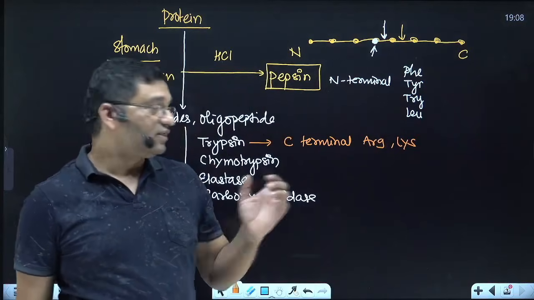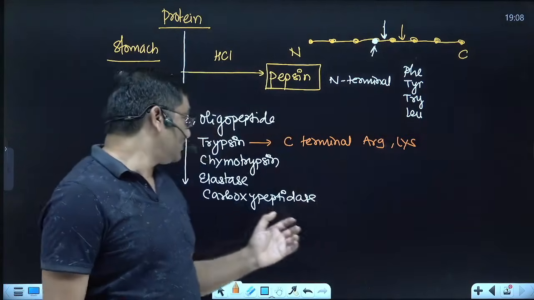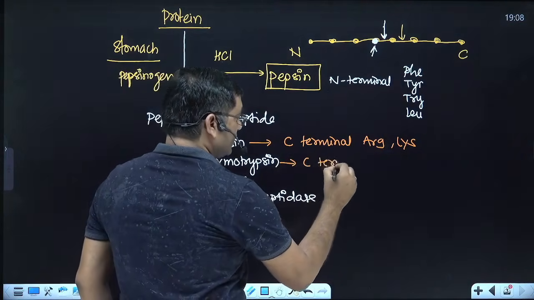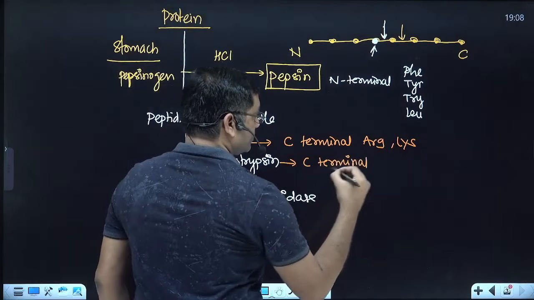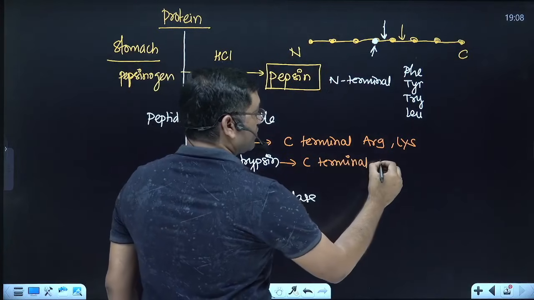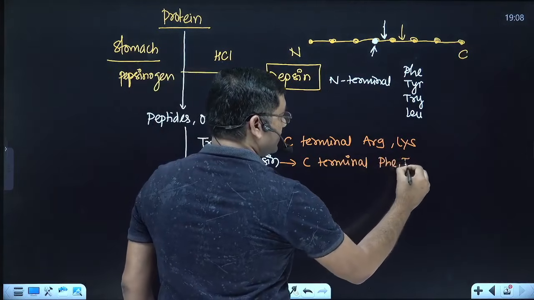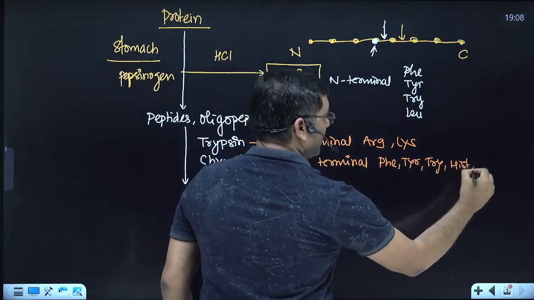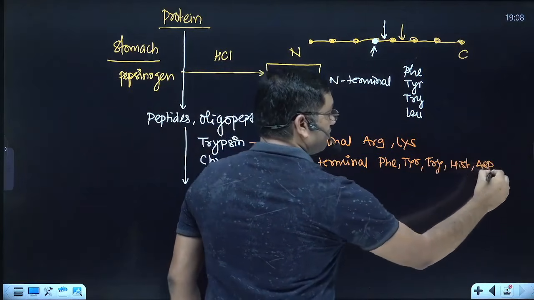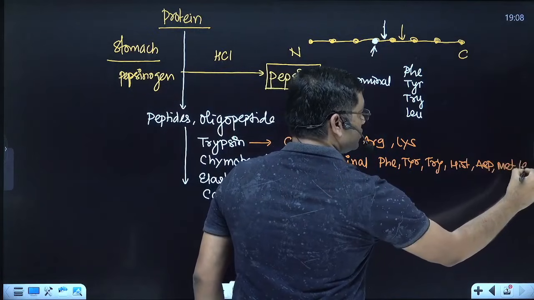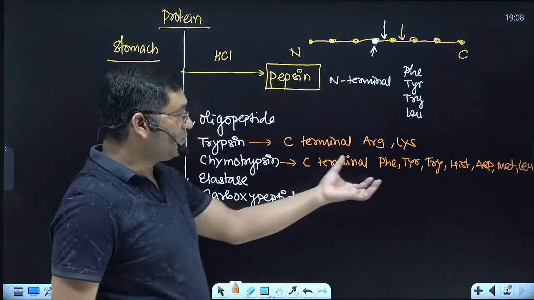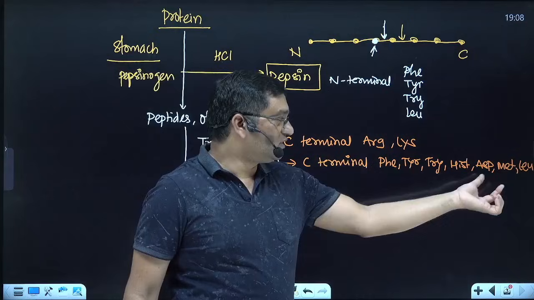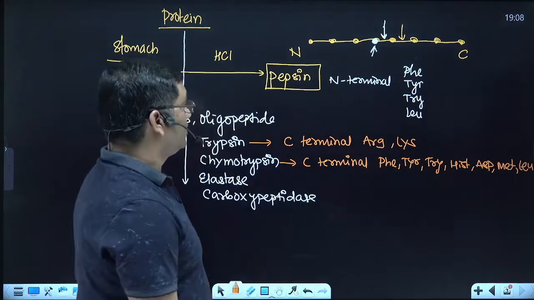Peptide bond formed by the carboxyl terminal arginine and lysine. Chymotrypsin will act on the carboxyl terminal aromatic amino acids, that is phenylalanine, tyrosine, tryptophan, then histidine, aspartate, methionine, leucine. So it will act on the peptide bond formed by the carboxyl terminal phenylalanine, tyrosine, tryptophan, histidine, aspartate, methionine, and leucine.